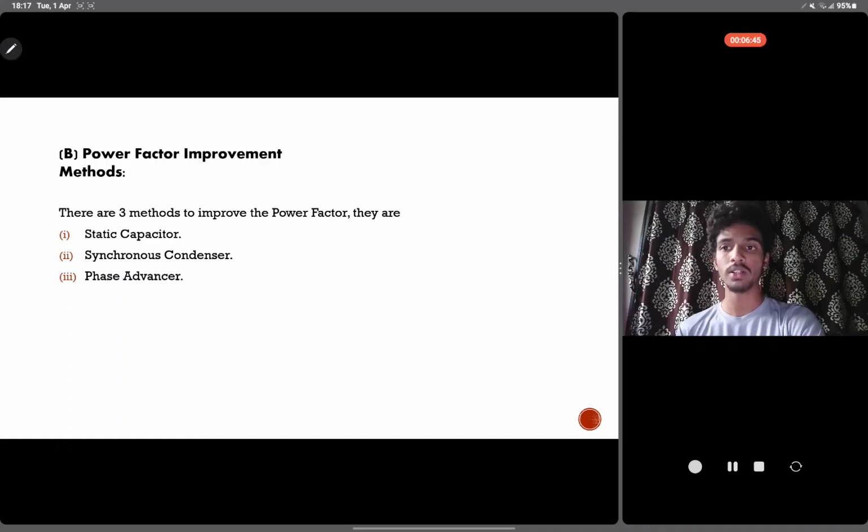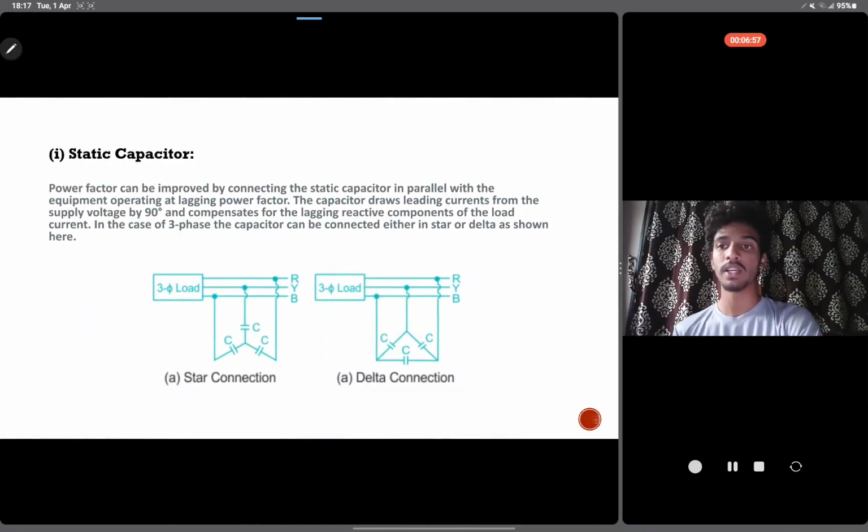We know that to improve the power factor, there are three methods. The first method is static capacitor. The second method is synchronous condenser. The third one is phase advancer. Starting with the static capacitor, the power factor can be improved by connecting the static capacitor in parallel with the equipment operating at lagging power factor.